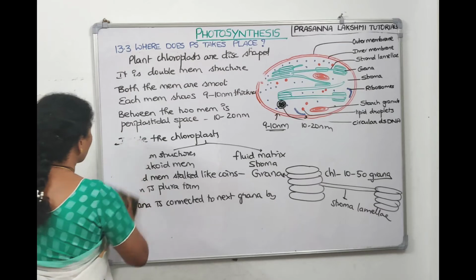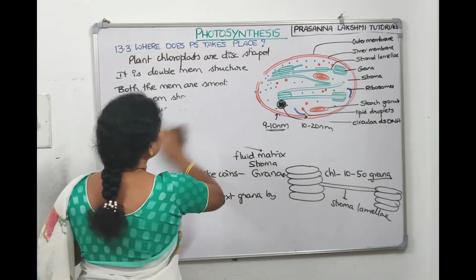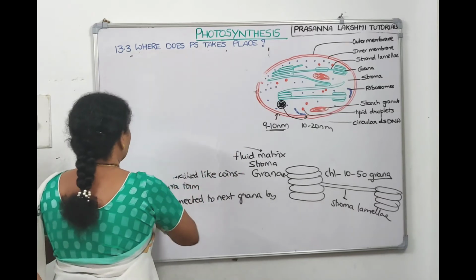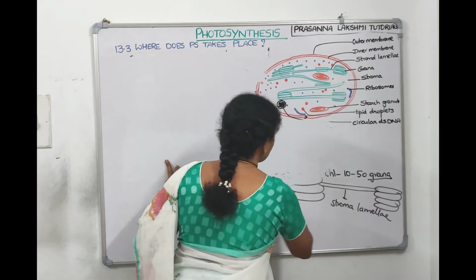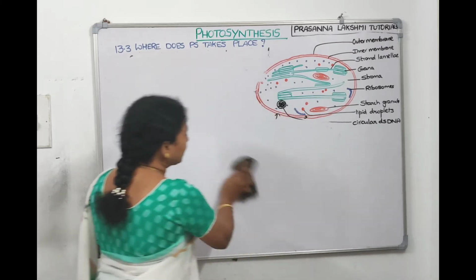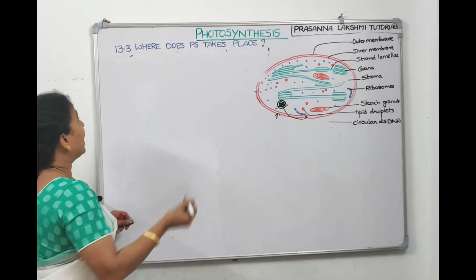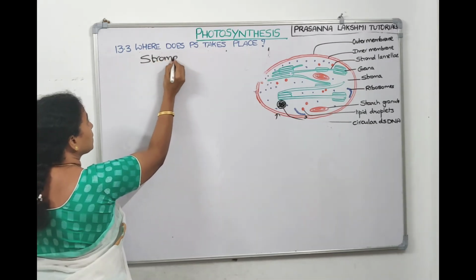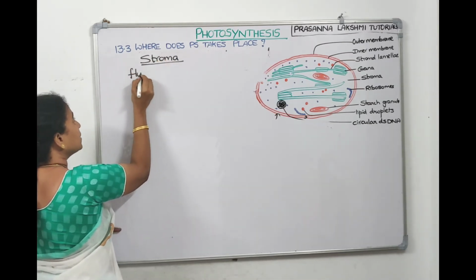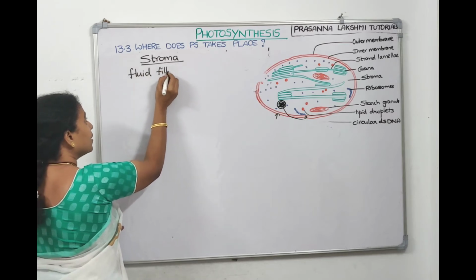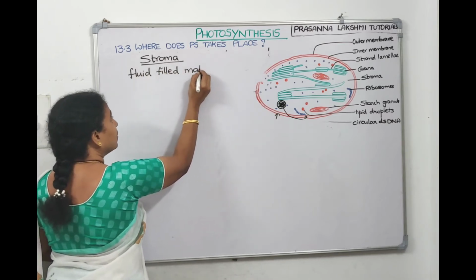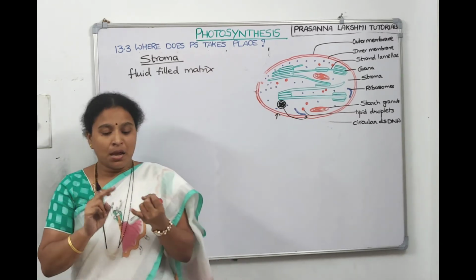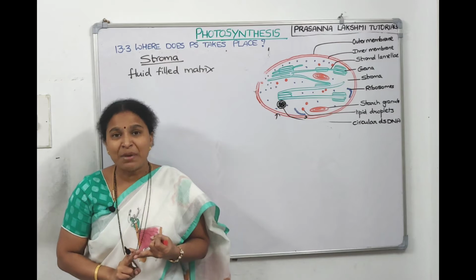Right, when we talk about the stroma, we can see many things inside it. We say that chloroplast is the place where photosynthesis occurs. Let us talk about the stroma, then we will talk about the process of photosynthesis. Stroma is the fluid filled matrix.